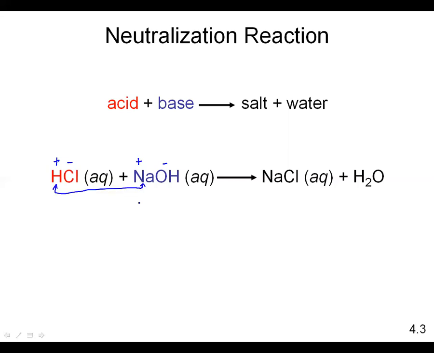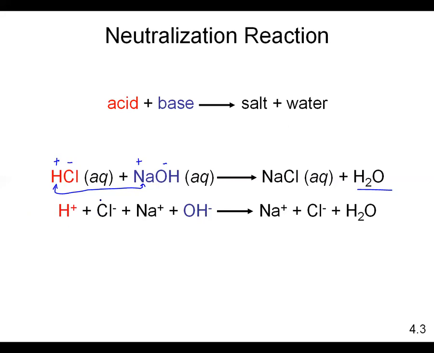That means the H plus and the OH minus will come together to make our water. And again, our salt is from the leftover part, which is the sodium and the chloride. If we write the total ionic equation for this, we would break apart our strong acid into H plus and Cl minus. We would also break apart our strong base into Na plus and OH minus. And on the other side, our sodium chloride, which is a strong electrolyte, will also break apart.